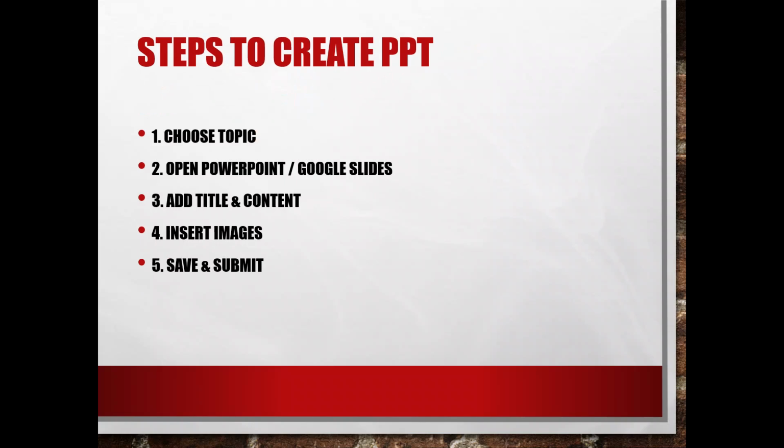Steps to create PPT. What are the steps to create PPTs? The first step is to choose topic. Then open PowerPoint presentation or Google Slide. First add title and content and insert images, and then save and submit. These are the 5 steps we use whenever we create any PowerPoint presentation or PPT.